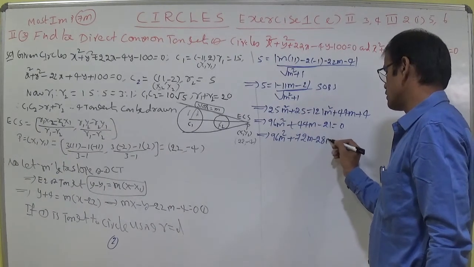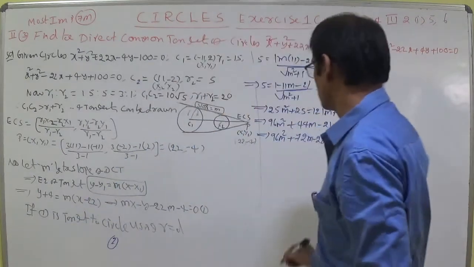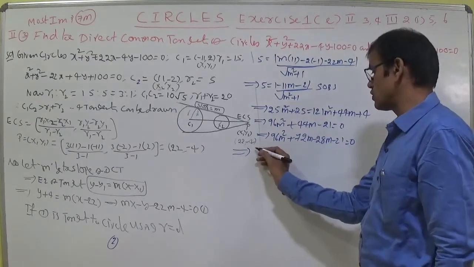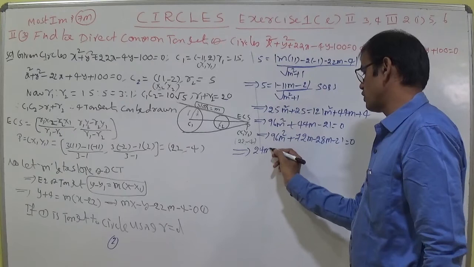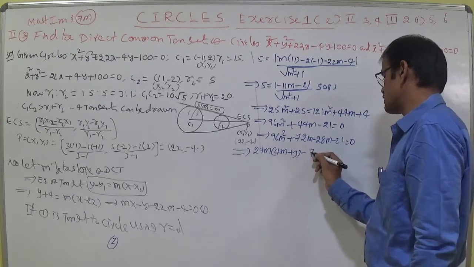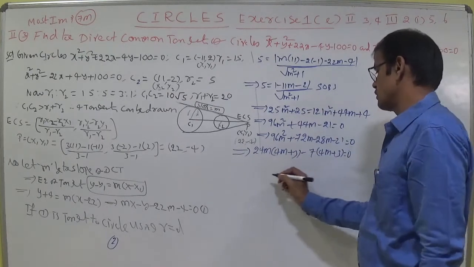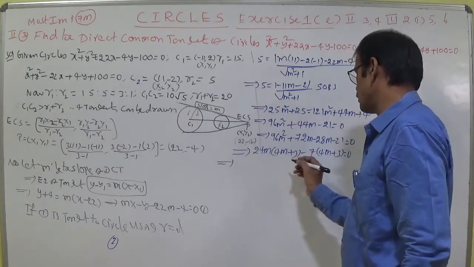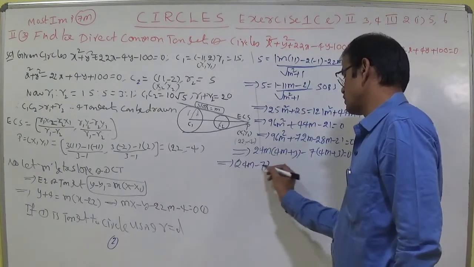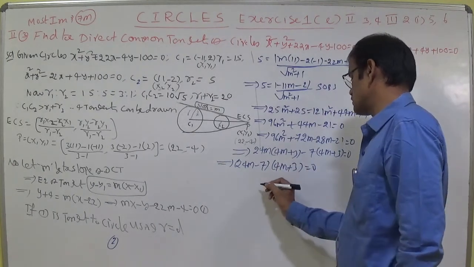72m minus 28m minus 21 equal to 0. This is the split of the middle term. Now you can write by taking 24 common: 24m, you can write as 4m plus 3, minus 7 common, 4m plus 3, equal to 0. So you can take common (24m minus 7) into (4m plus 3) equal to 0.